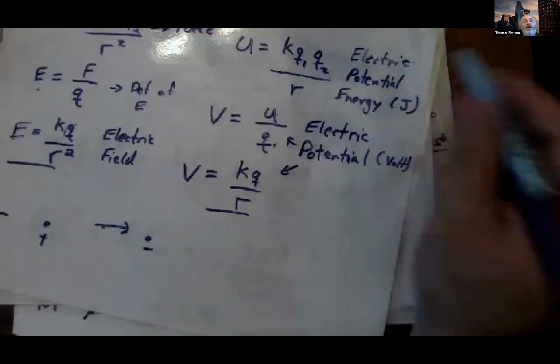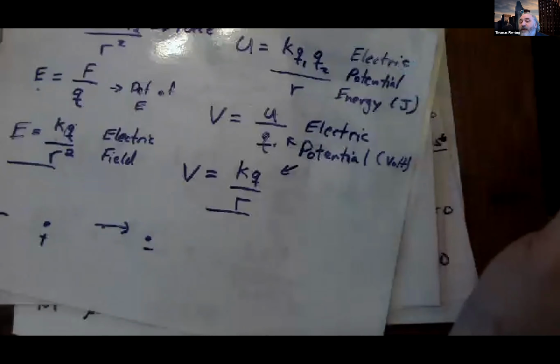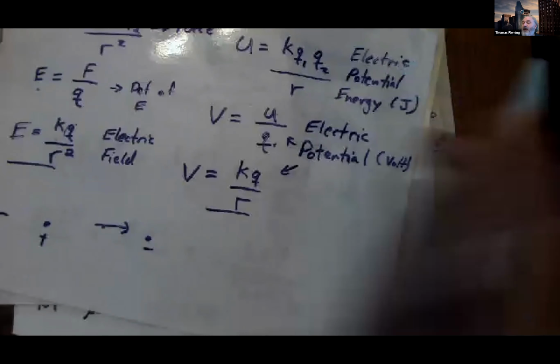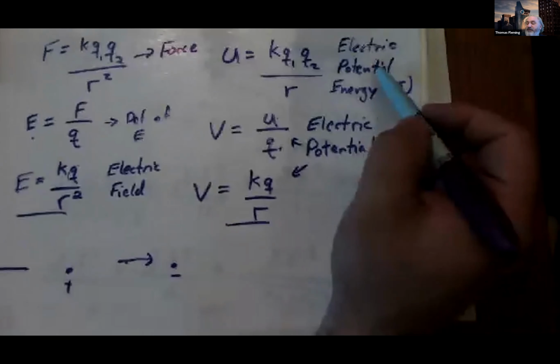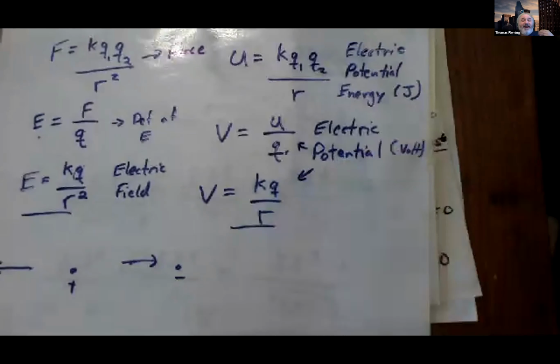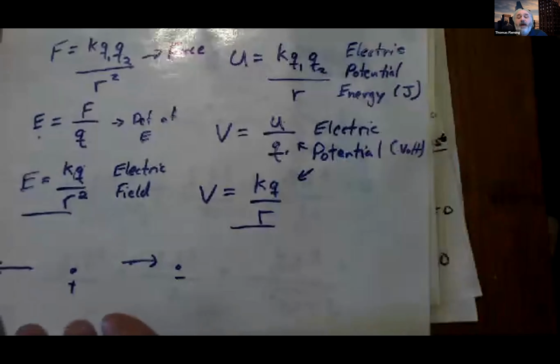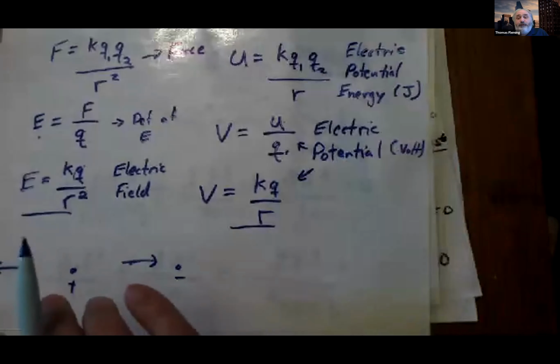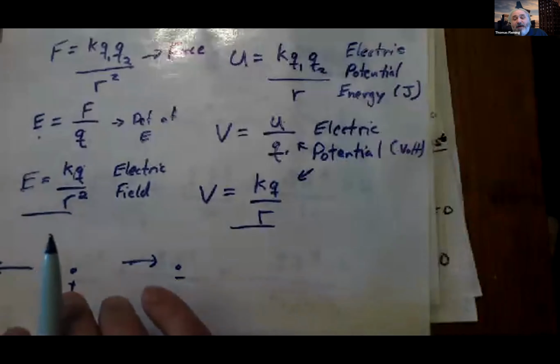But for these two things, they're not vectors. They don't have a direction, which means if I'm dealing with the electric potential energy or the electric potential, and I have a negative charge, I'm going to put a negative number in for Q. I won't put in the absolute value. I'll put in the actual negative value.